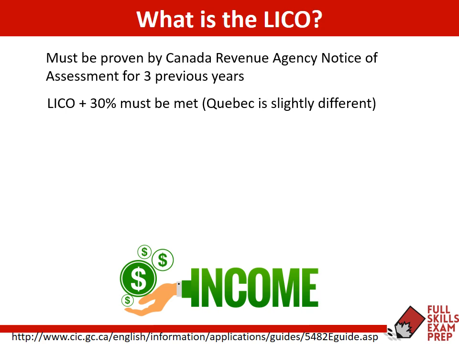With parents and grandparents, it is slightly more difficult than simply meeting the LICO. They actually have to meet the LICO plus 30%. So if the LICO, for example, right now is at $37,234 for 3 people, if he's sponsoring his parents, let's say it's a single person sponsoring both of his parents, he actually has to prove, for this year anyways, $48,404.